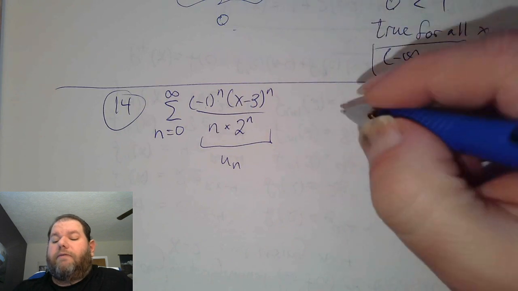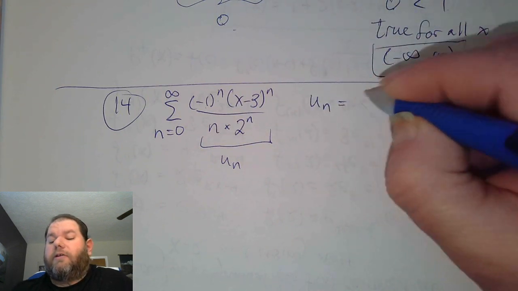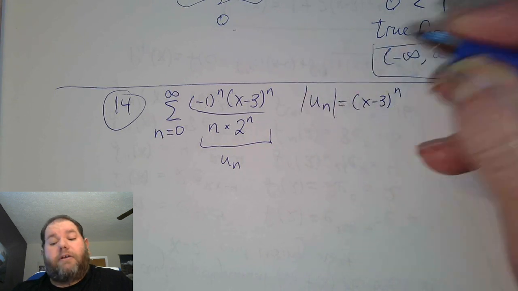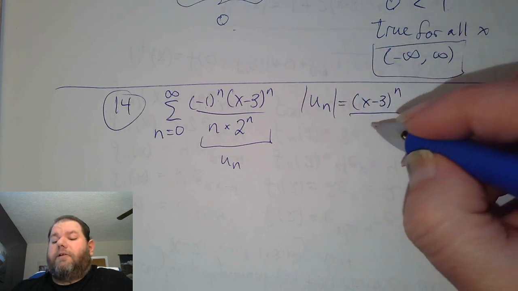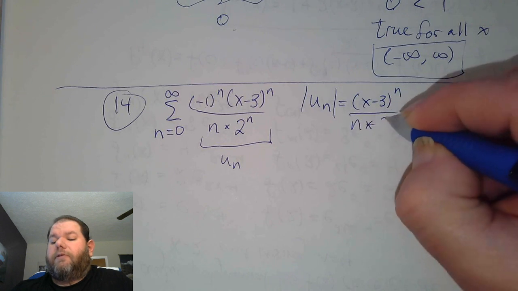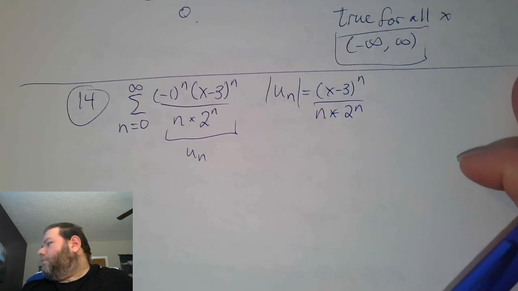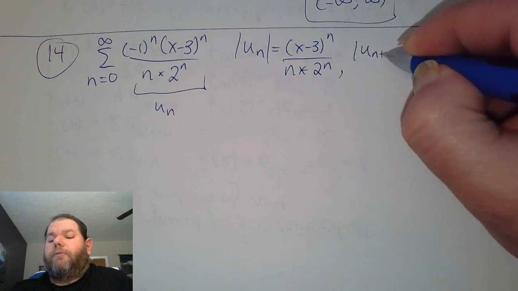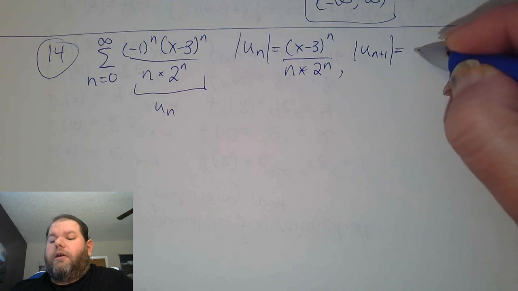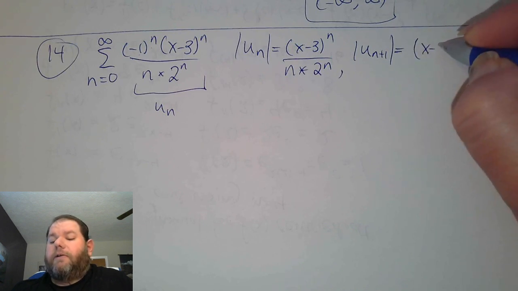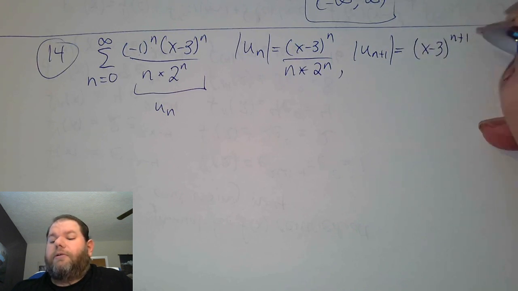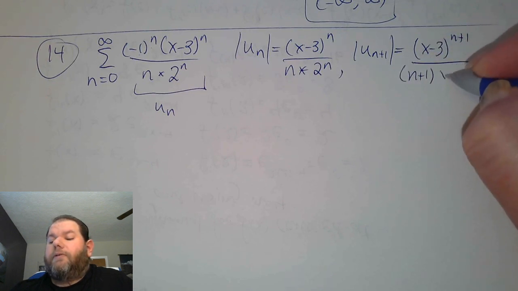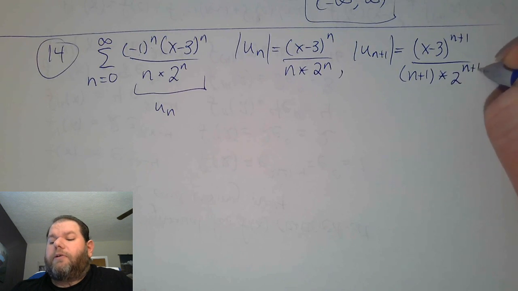So, effectively, we'll say the absolute value of u sub n is x minus 3 to the n over n times 2 to the n. And then u sub n plus 1, just plug in n plus 1 for n, so x minus 3 to the n plus 1 over n plus 1 times 2 to the n plus 1.